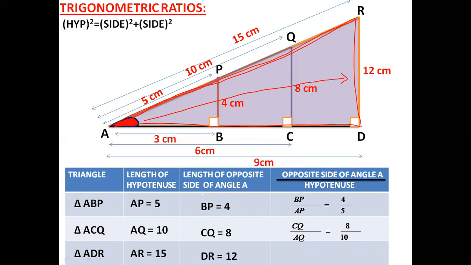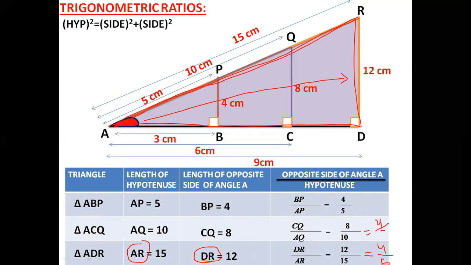Now what is the ratio? The fourth column is the ratio of opposite side of angle A to hypotenuse. Here the opposite side is DR and the hypotenuse is AR. So DR by AR is equal to 12 by 15. Here also 12 and 15 can be cancelled by the same number, that is 3. 3 4s are 12, 3 5s are 15. So here what we get is the ratio 4 by 5.